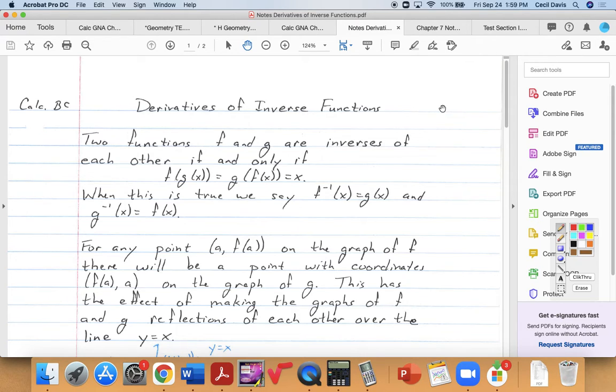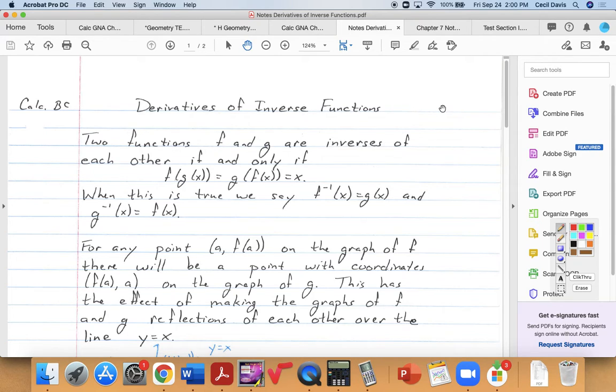Remember that for inverse functions, f and g are inverses of each other if and only if f of g of x is equal to g of f of x is equal to x. Did y'all do that in pre-cal? Or did you do it in Algebra 2? I don't remember. But that looks familiar to you at least? Yeah. That two functions are inverses of each other if you take the composition and you just get whatever you put in? Yeah. I think we did that in Algebra 2.